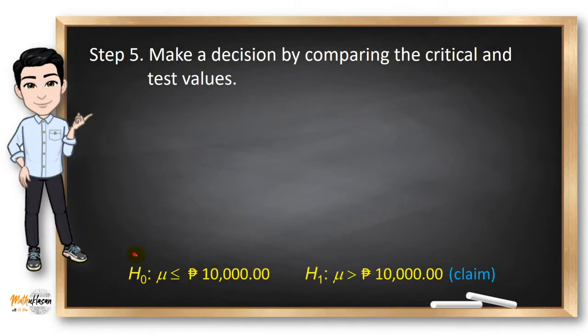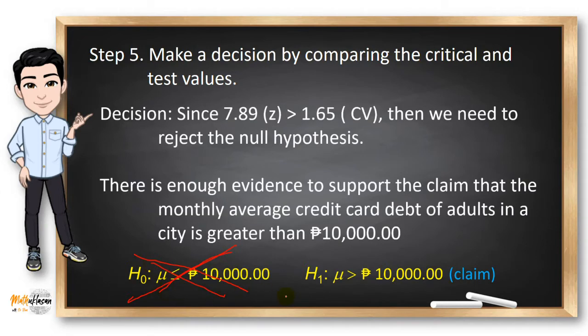Now, since our decision is to reject the null hypothesis, then there is enough evidence to support the claim that the monthly average credit card debt of adults in a city is greater than 10,000 pesos. So the financial analyst is quite right if we are basing our answer on the z-test.